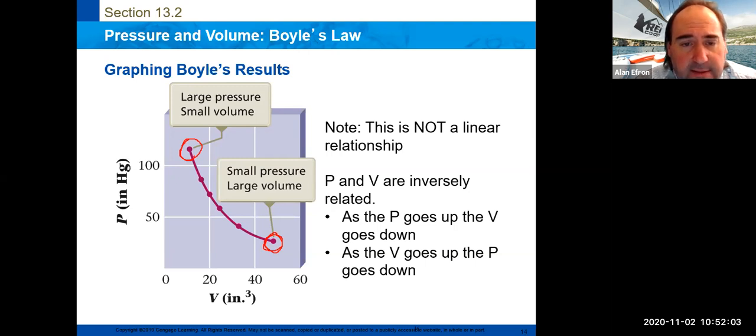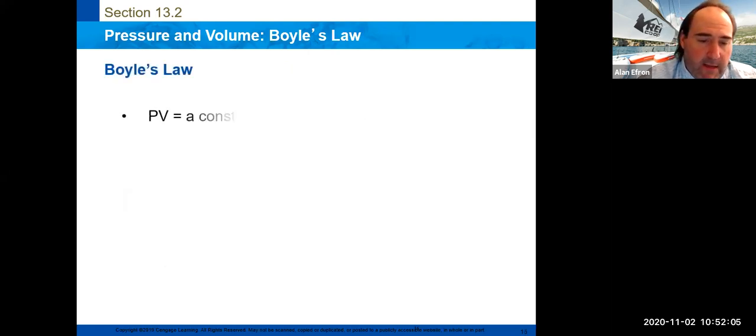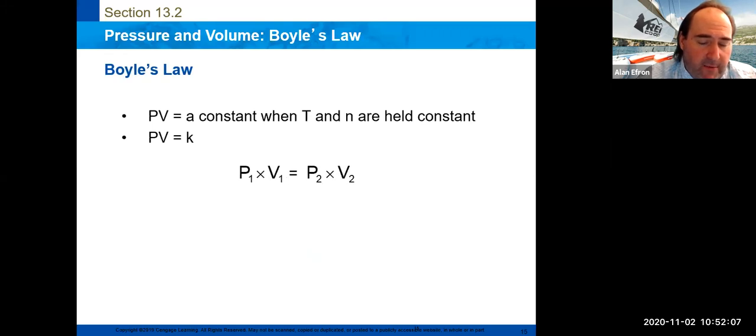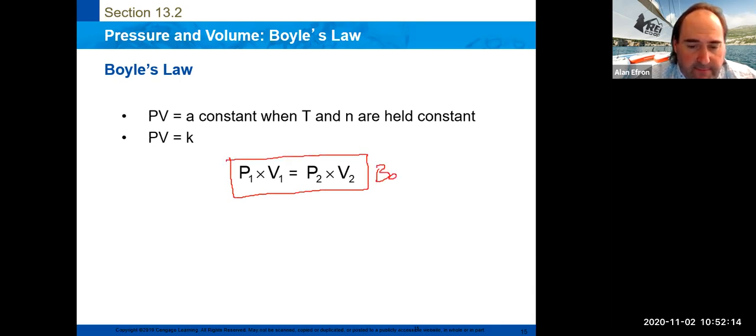So there is a mathematical relationship, which is known as Boyle's law. And that is P1 times V1 equals P2 times V2. So this is what's known as Boyle's law. And you do need to know this.